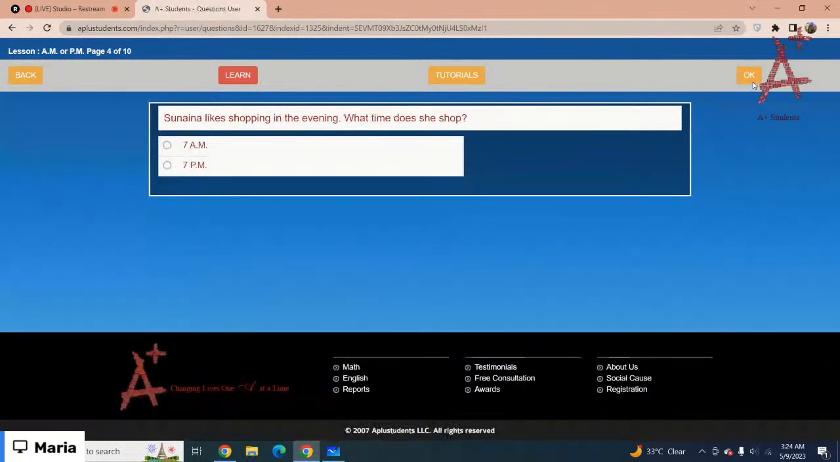So Nana likes shopping in the evening. What time does she shop? So which is the correct option? It would be PM because she goes out in the evening. So it would be the PM. The correct option is 7 p.m.